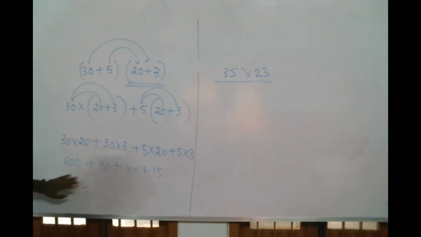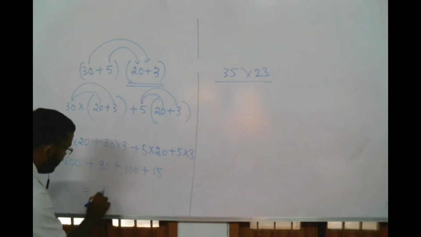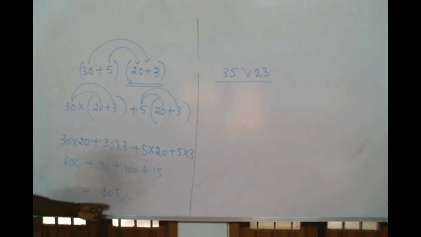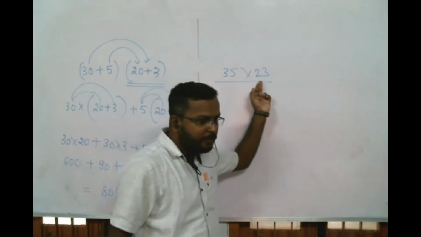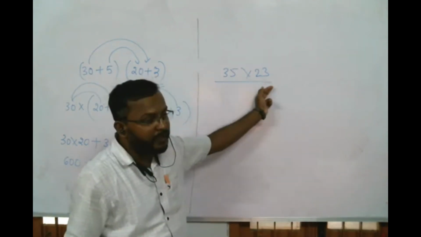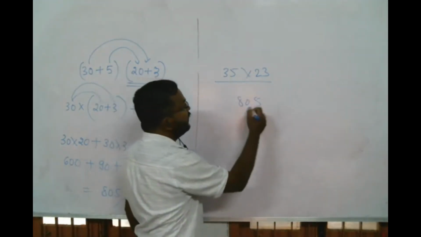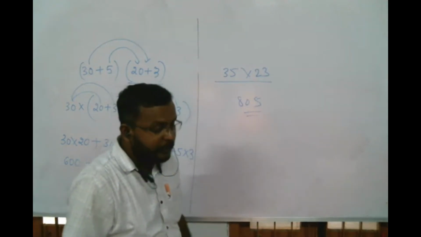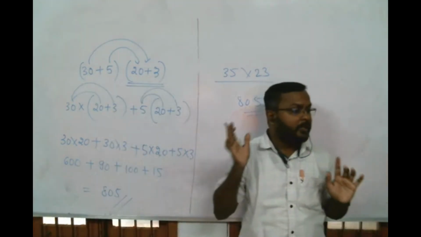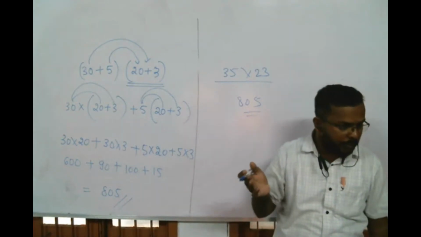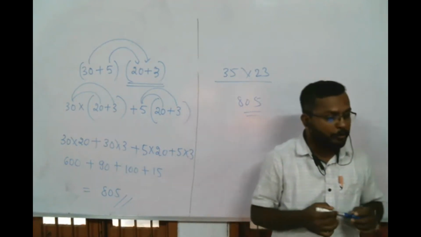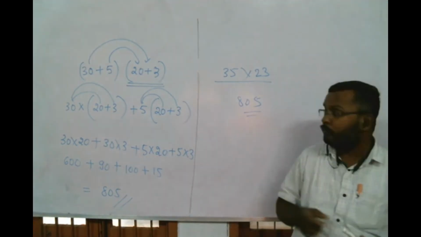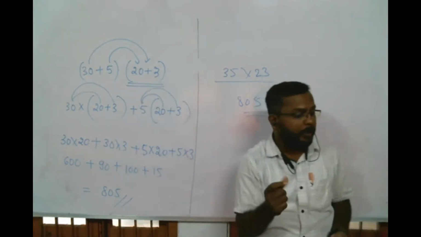So how much answer you will get? 700, 790, 790 plus 15, 805. So this is your answer. And if you want to cross check your answer, directly you can multiply 35 into 23. Then also you are going to get 805 here. Okay, so our intention is not to get our answer. Here we are understanding the method of how to multiply binomial with binomial. So we have to use distributive property 2 times.